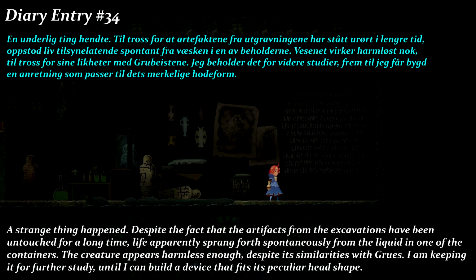Later on, Entry 34. A strange thing happened. Despite the fact that the artifacts from the excavations have been untouched for a long time, life apparently sprang forth spontaneously from the liquid in one of the containers. The creature appears harmless enough, despite its similarities with grues. I am keeping it for further study until I can build a device that fits its peculiar head shape.